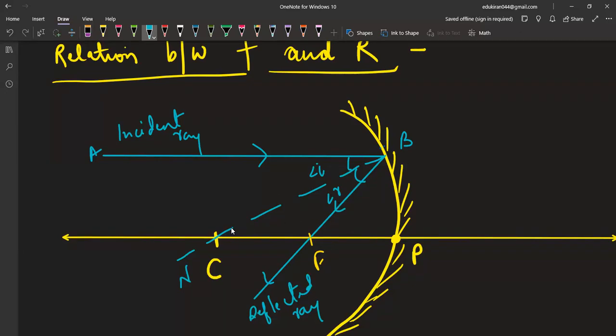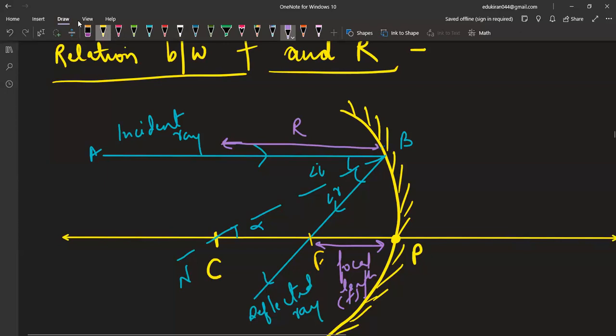Just for the derivation purpose, I am taking this angle as alpha. This is a random angle that I have taken; I will be needing it in the derivation. From the pole to the focus, as I told you in the first class, is known as the focal length. This is the focal length, that is F. And this entire part till the center of curvature is the radius of curvature.